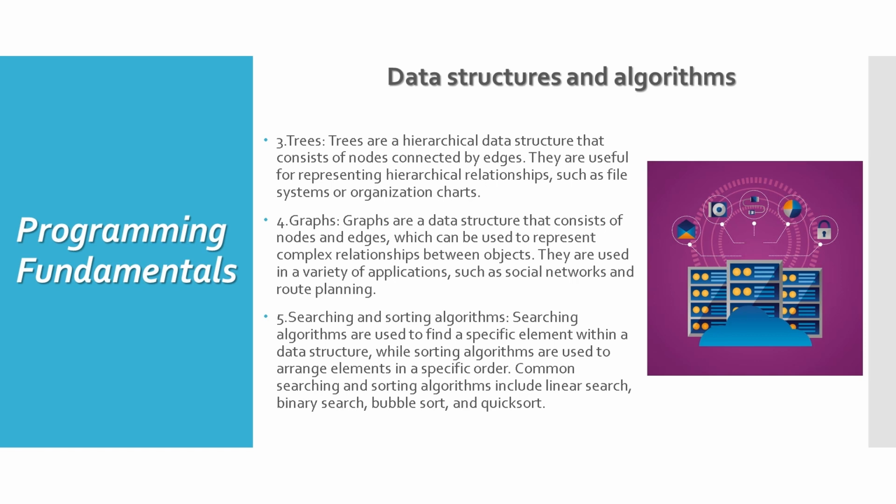5. Searching and sorting algorithms. Searching algorithms are used to find a specific element within a data structure, while sorting algorithms are used to arrange elements in a specific order. Common searching and sorting algorithms include linear search, binary search, bubble sort, and quicksort.